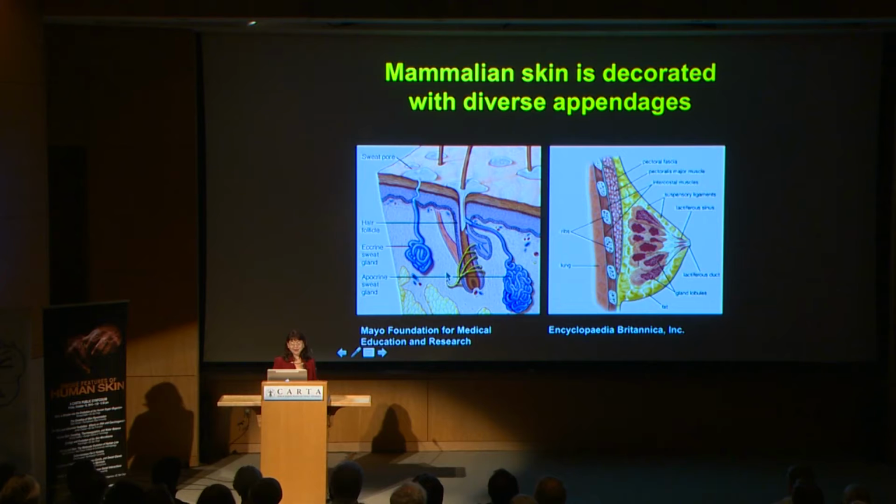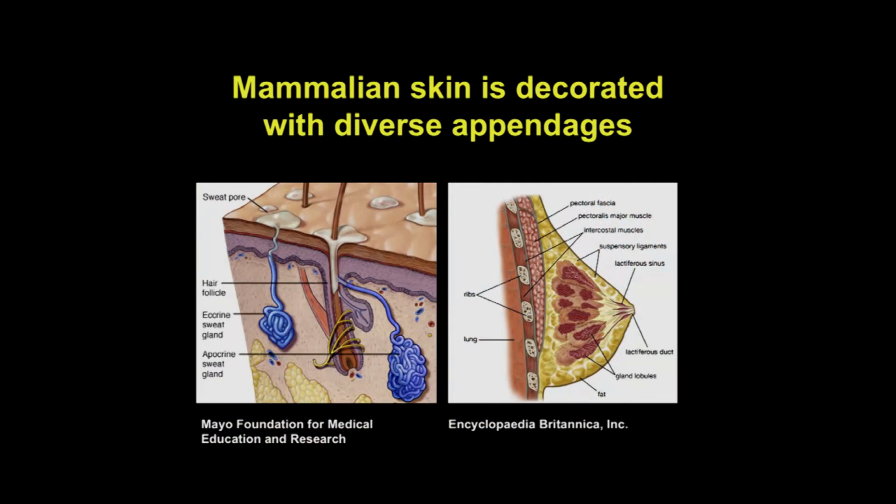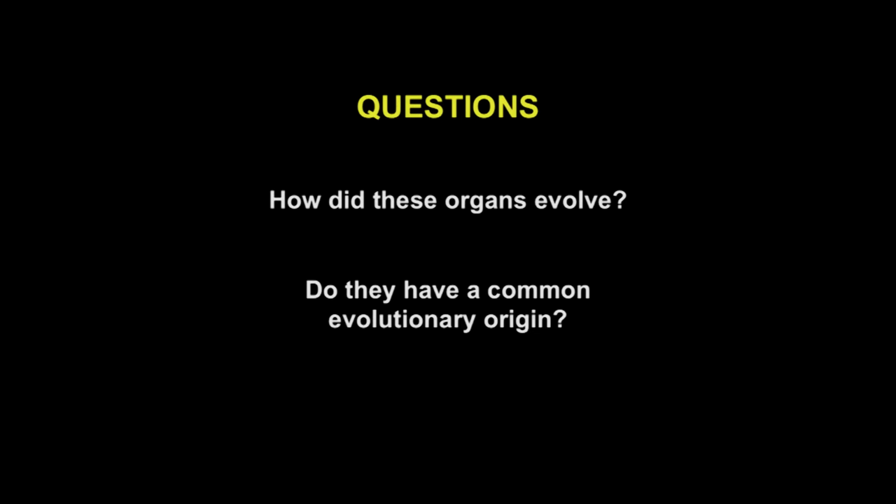So as we all know, mammalian skin is decorated with diverse appendages, including mammary glands and hair follicles with their associated sebaceous glands, and apocrine glands, which are found in hair follicles mainly in the axilla regions in humans, and also eccrine sweat glands, which play an extremely important role in human thermoregulation. So the questions I'd like to address in this talk are, firstly, how did these organs evolve? And secondly, do they have a common evolutionary origin?